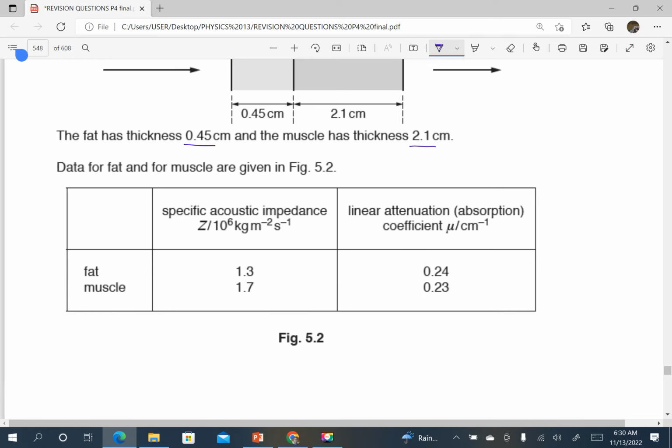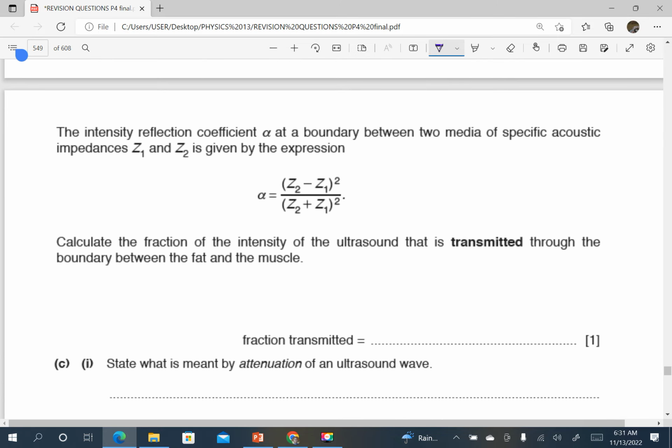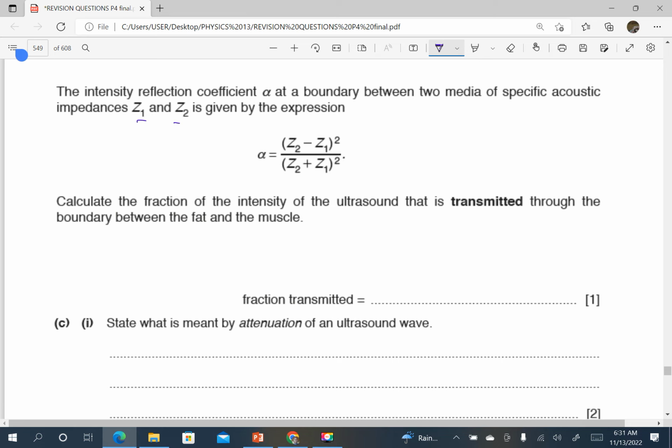Then they have given us data for Z values for fat and muscle. And they have given us the attenuation coefficients. You also see that they are also close to each other. The intensity reflection coefficient at the boundary between the two media of specific acoustic impedances Z1 and Z2 is given by that. Calculate the fraction of the intensity of the ultrasound that is transmitted.